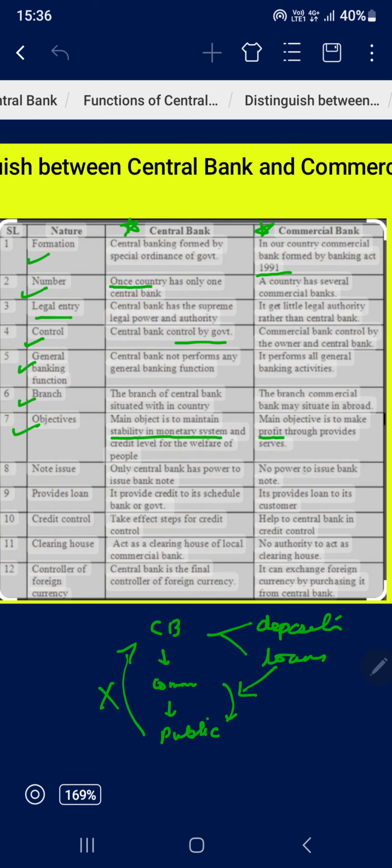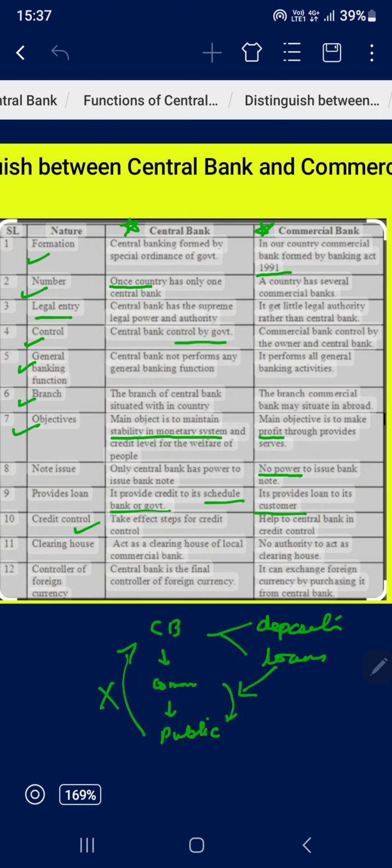You have done credit creation power of commercial banks. So the main idea of credit creation is to make profit. When we speak about note issue, we have done it several times. All the notes are printed by the central bank of the country except the 1 rupee notes and coins. And commercial banks have no power to print any kind of currency notes. The central bank provides loans to scheduled banks or the government, and we are in touch with the commercial banks, so they provide loans to us.